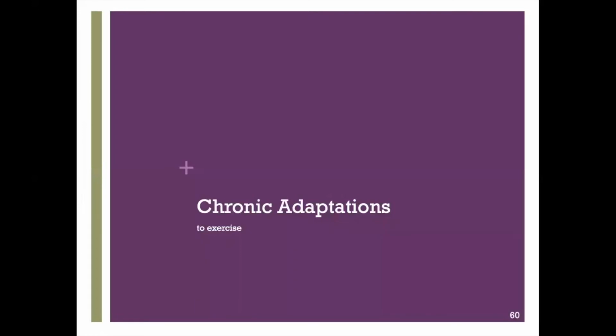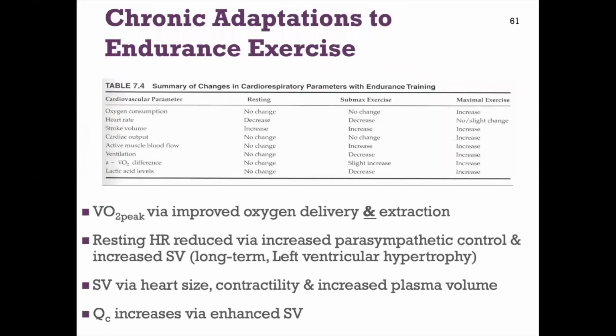Lastly, I just want to end us on some chronic adaptations of what happens when we have been exercising for longer periods of time and are more trained and fit individuals. So, what we're doing here is taking a look at what are the differences between somebody who is sedentary versus somebody who is endurance trained, and what are these different variables doing while they're at rest, submaximal, or maximal exercise, from measurements before they were trained versus after they were trained.